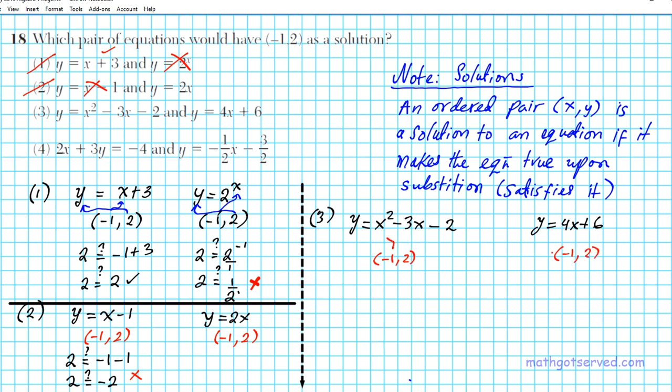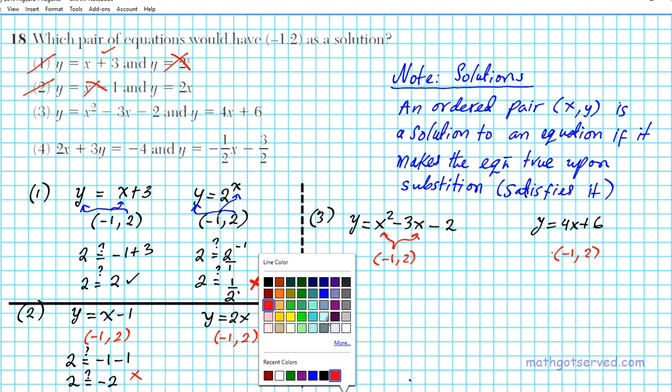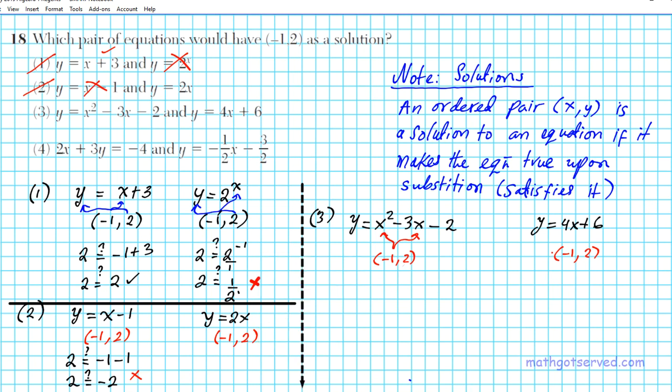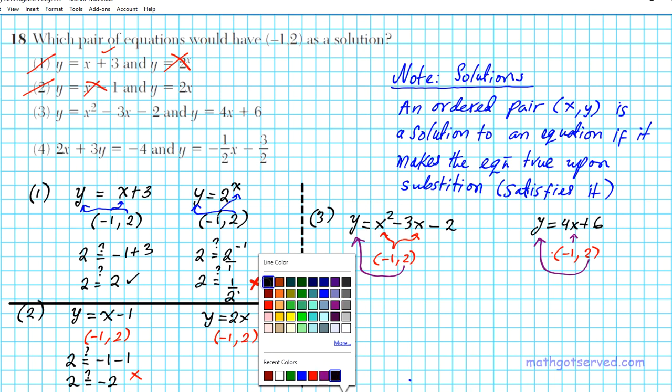Okay, so negative 1 goes into the x's, bam, bam, and then 2 goes into the y, right there. Same here, so 2 goes into the y, and then the x goes there. So we're going to substitute and see if we end up with a true statement.